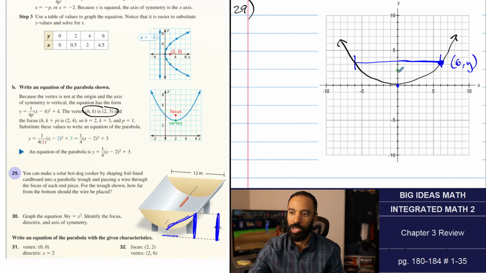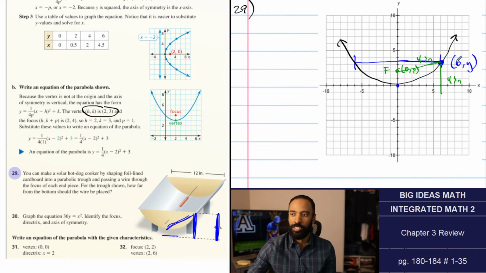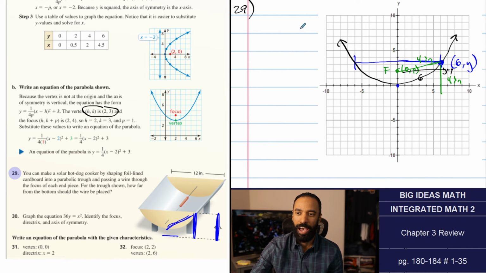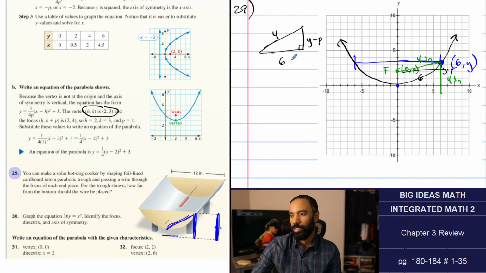So my focus is some point here, which is at some (0, p). And the distance from there to here is 4 inches, as it is to the directrix. That's also 4 inches. So instead, the distance from p to y is y minus p. So this is going to be 6 over, y minus p up, and that's 4 across. So I have a right triangle. Let me just redraw it so you see it. This is 6 over, y minus p up, and this is 4 over there.